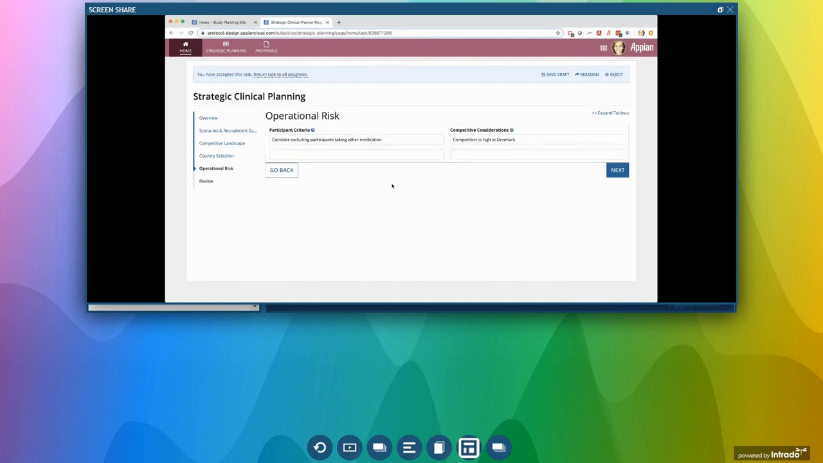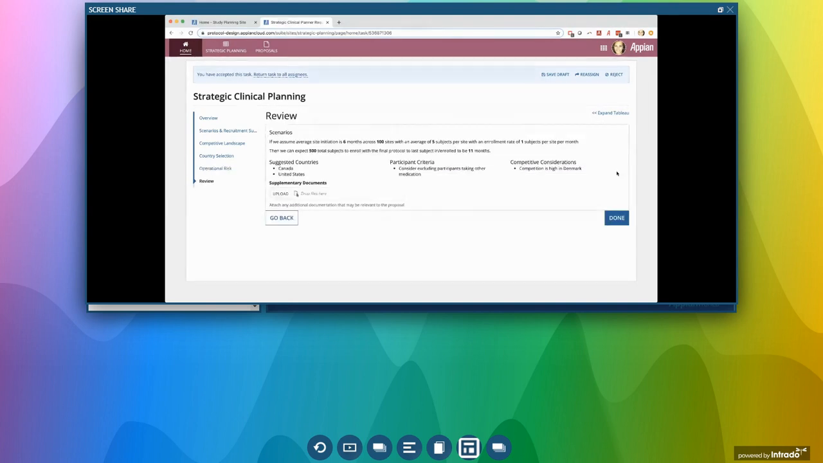I can add that note. Same thing with competition being high in Denmark as an example. I could drop that in there as well. And going through, I could have that full view of the information that I gathered and provide supplementary documents to help drive forward why this decision was made.